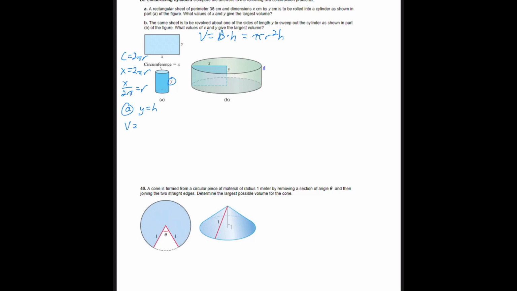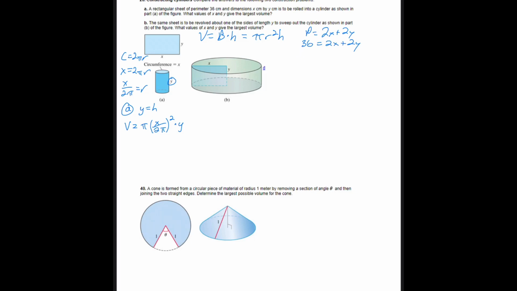So we've got those two. Now we've replaced the variables in this function with x and y. So this would be v equals pi times x over 2 pi squared times y. But we've still got too many variables in there. So we need a way to rewrite x or y using the other one. And that's where the perimeter comes in. So perimeter of a rectangle equals 2x plus 2y.